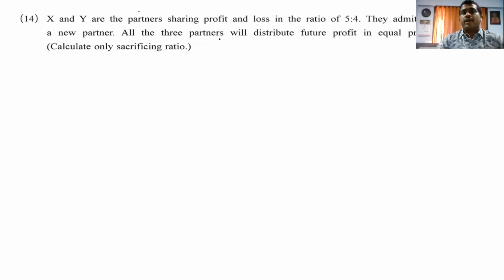14th question. X, Y are the partners sharing profit and loss in the ratio 5:4. They admitted Z as a new partner and all the partners have distributed future profit in equal proportion. Calculate only the sacrifice ratio. This is a very, very easy question for you. You have to calculate just the sacrifice ratio. That is old minus new. Old is also given, new is also given.